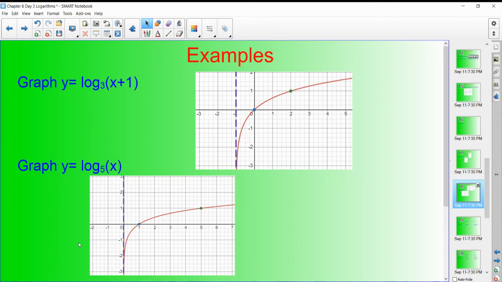Now, if you're ever asked to plot the points or graph it, do this process. Exponentials are a lot easier to look at to make tables for, and then we can graph.